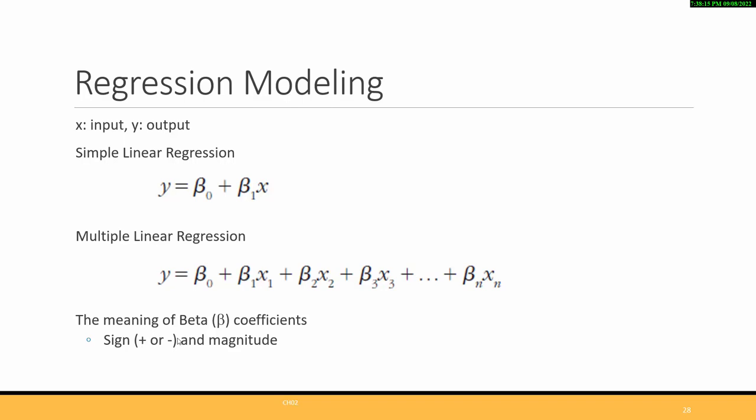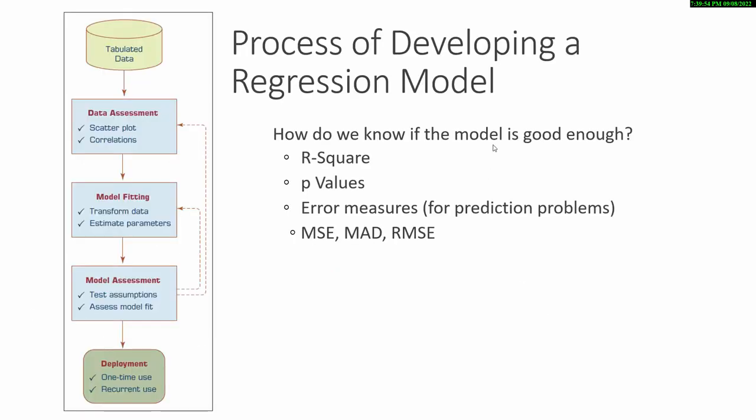You can also look at the sign of these betas, these coefficients. What that means is for some of them it will be positive, sometimes it will be negative, indicating the relationship between these variables.